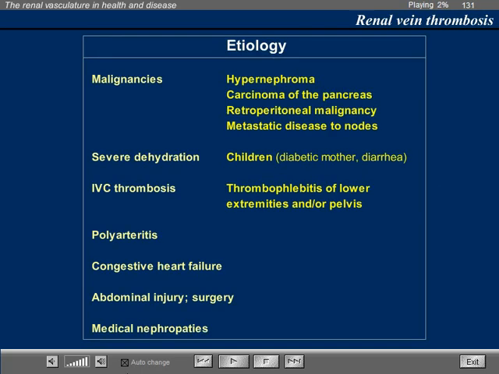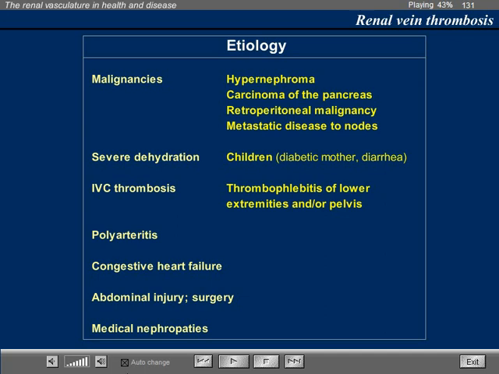There are many causes of renal vein thrombosis. Malignancies in adults should always be kept in mind, and they can be due to a hypernephroma or renal cell carcinoma. Carcinoma of the pancreas, particularly the left kidney, can cause invasion of the left renal vein and be the cause of a left renal vein thrombosis. A retroperitoneal malignancy, metastatic disease to retroperitoneal nodes with secondary invasion of the veins. All of these are possibilities.